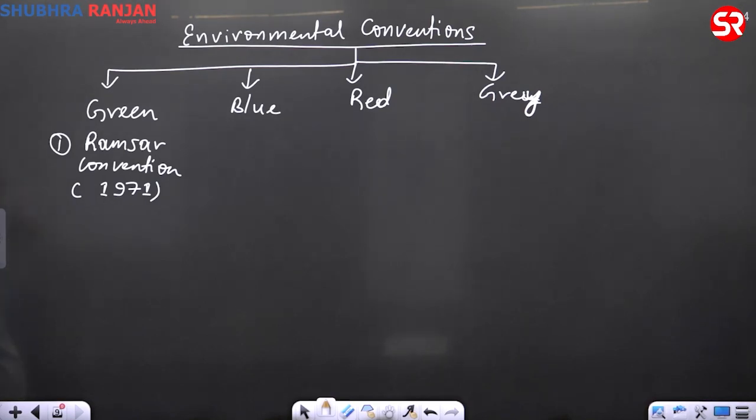Ramsar started in 71, and you know Ramsar is in Iran. So why is it a green issue? Wetland. The wetland is an important ecosystem, a biodiversity part of it.